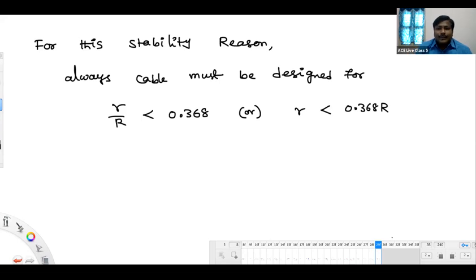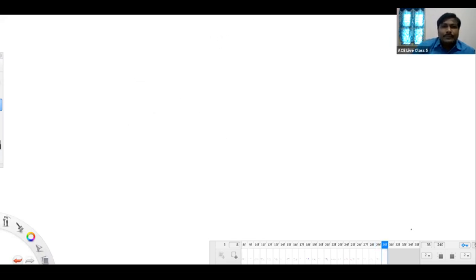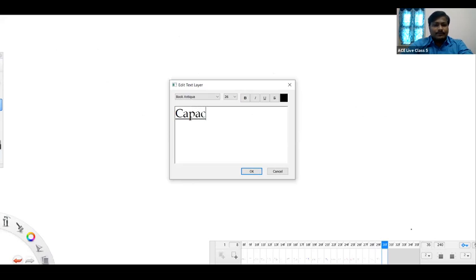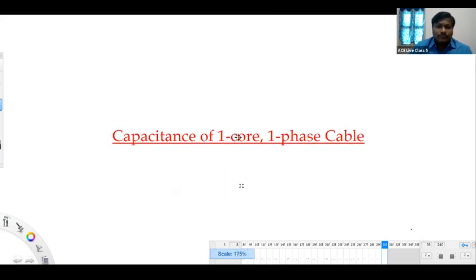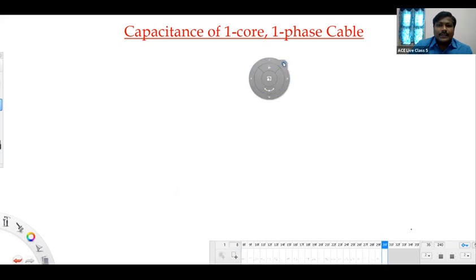Okay. Next, let's take up the capacitance of a single core cable. Next slide, I am taking the capacitance of a single core, single phase cable, because it's a single phase supply only that we are using now.